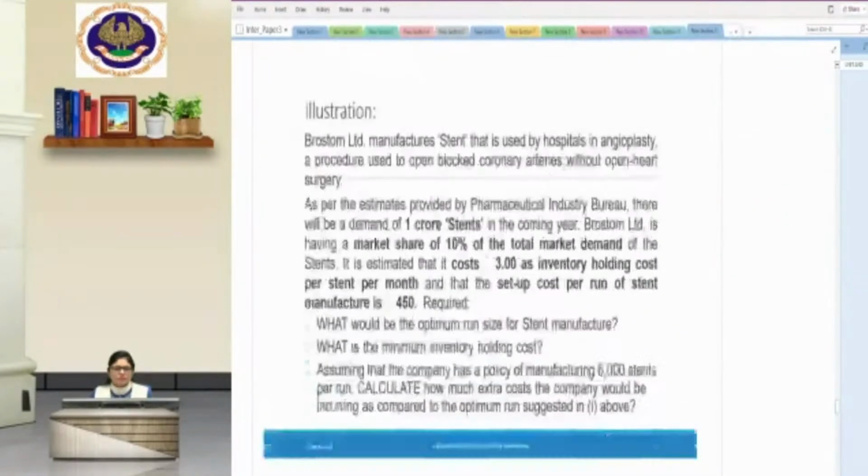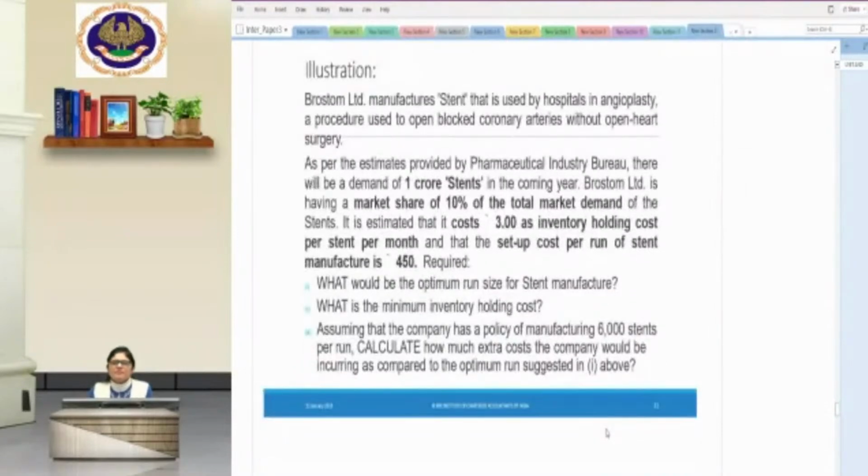Please take note of this question. This question has been taken from your RTP, revisionary test practice. So Brostrom manufactures stent that is used by hospitals. Stent is the product, a procedure used to open arteries. Basically, it's a medical term: the stent which is being used for open heart surgeries and to open the blocked arteries. As per estimates provided by Pharmaceutical Industry Bureau, there will be a demand of 1 crore stents in the coming year.